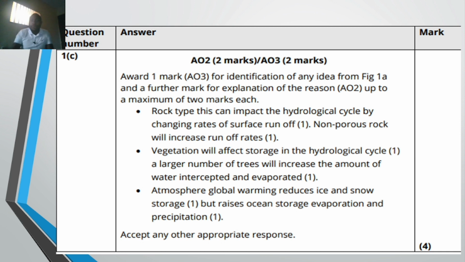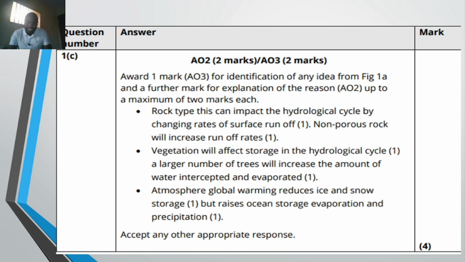It's going to reduce the storage of that water in the ice and snow. Remember, ice and snow are part of the storage in the hydrological cycle. So when you explain that, when you mention that, that's an idea of given us. Now explain. It raises ocean storage.